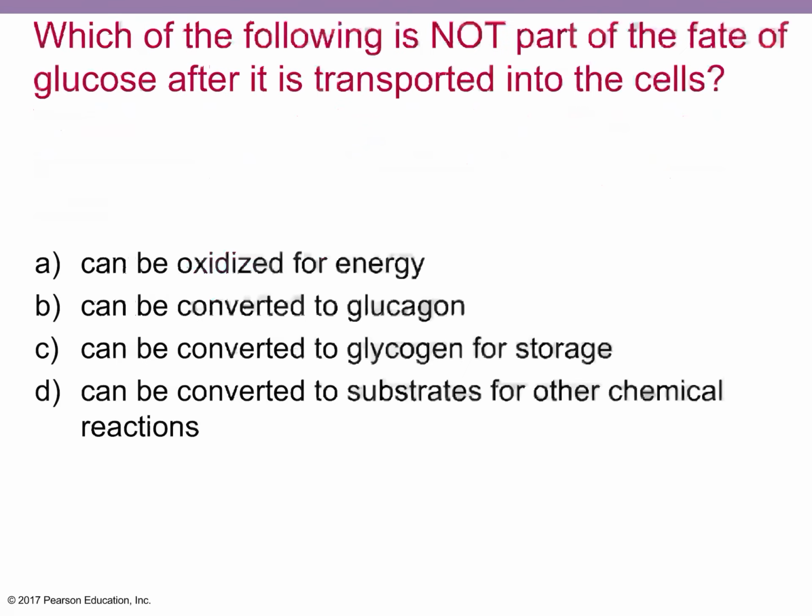Looking at the next question here: which of the following is not part of the fate of glucose after it's transported into the cells? Pause it if you want to take a look and think about this. The answer here is B. Glucagon is a hormone secreted by alpha cells of the pancreas. If you're wondering what glucagon was, that's a hormone. Glucose is not converted to glucagon, even though the words are very similar, they have nothing to do with each other.